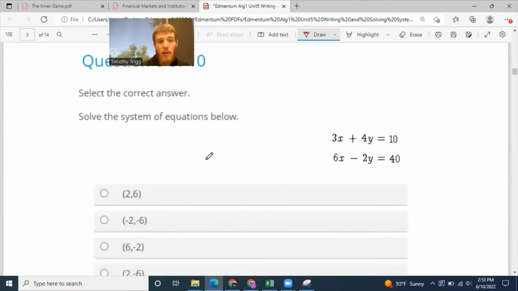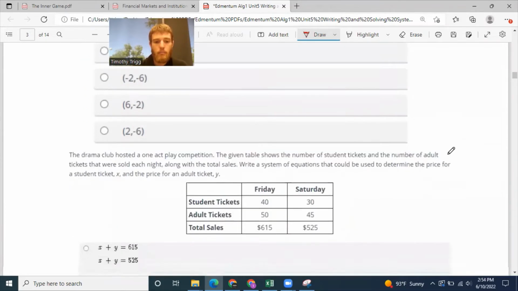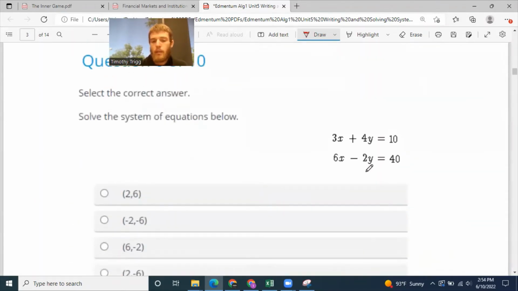Okay, that was probably the hardest one we've done so far, but don't worry, it's not that bad. Most of these are not that bad. Okay, solve the system here. Let's eliminate the y's again here. In order to eliminate the y's, what do I want to multiply this equation by? Well, hopefully you could see I multiply this by 2. That way I'll have a negative 4y to cancel with this positive 4y in the top equation.